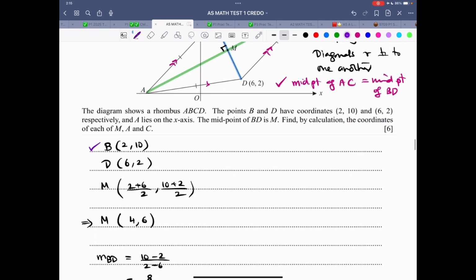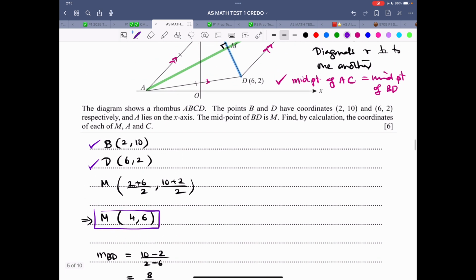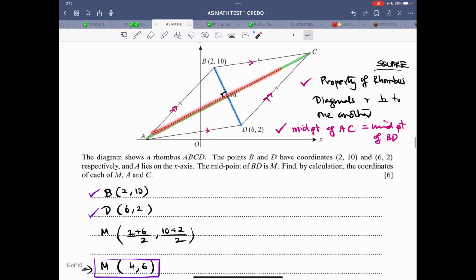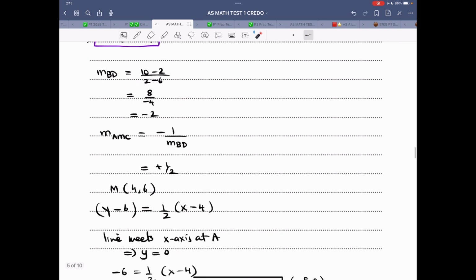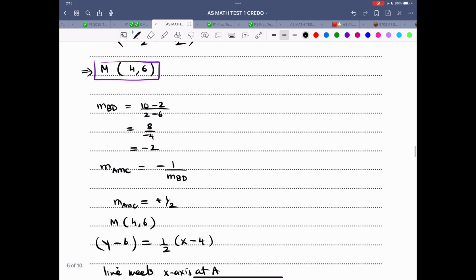So we have B, we have D, we find the midpoint M, that is 4, 6. We have the gradient of BD, that is negative. Also make a habit of looking at the line. So BD is going like this. Therefore, the negative reciprocal would be the gradient of this. This is negative, this is positive. So now let me write over here, gradient of AMC is positive half. And let me highlight this thing in green color. So that is this thing, and this is the coordinates of M.